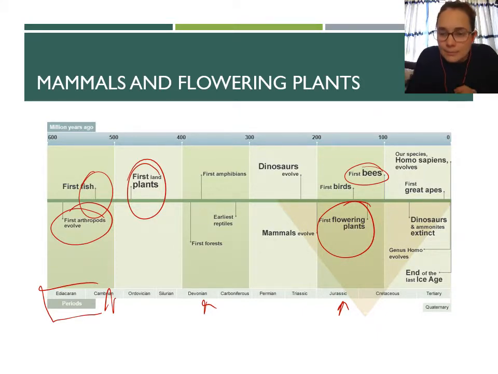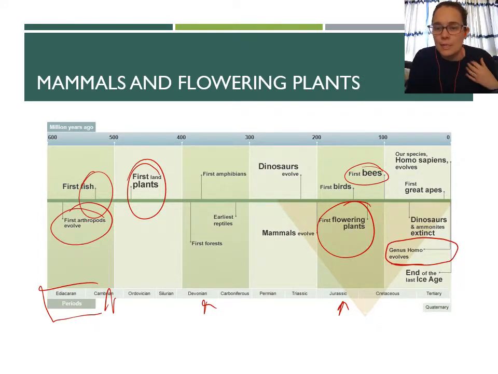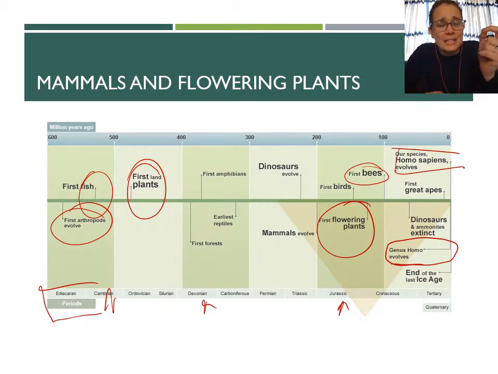Now we sit about here. We're part of the genus Homo, so we are Homo sapiens, and we are right at the very end of this little graph. So if we look at this chart, our time on Earth really is quite small and almost insignificant when you compare it to how long plants and bees and other mammals have been on planet Earth.